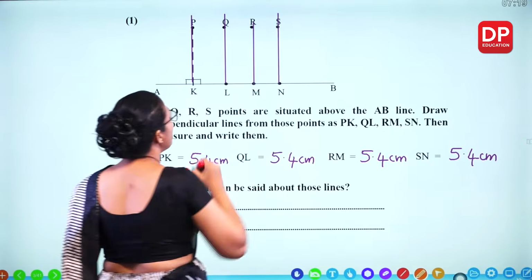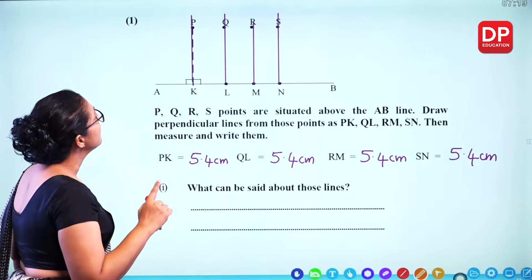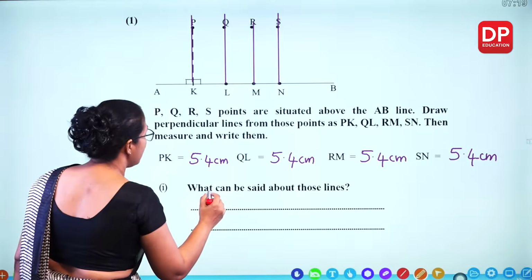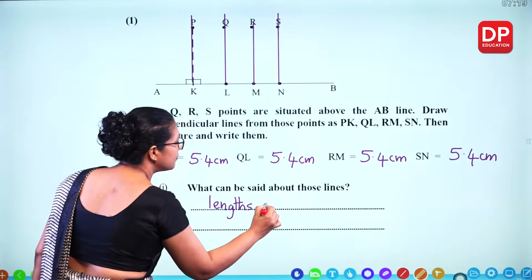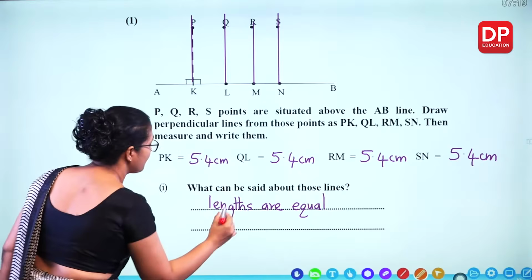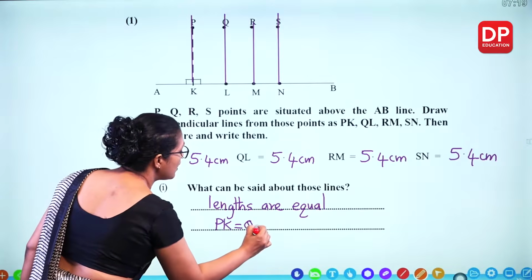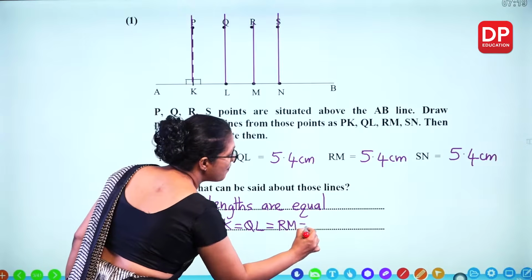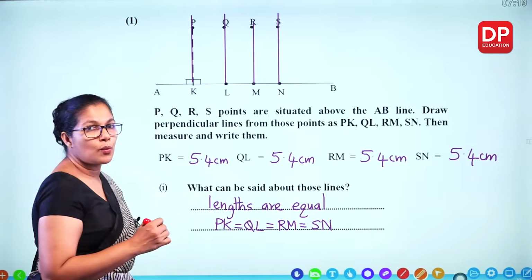So what can you say about those lines? The lengths are equal. That means the PK distance is equal to the QL distance, equal to RM, SN. All these lengths are equal.